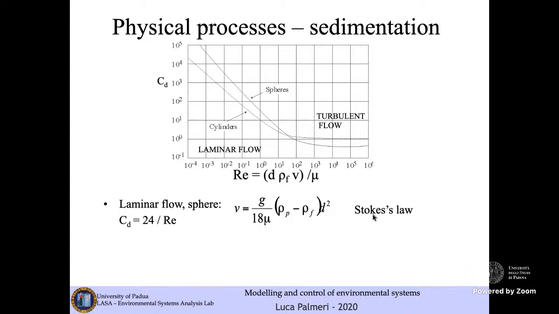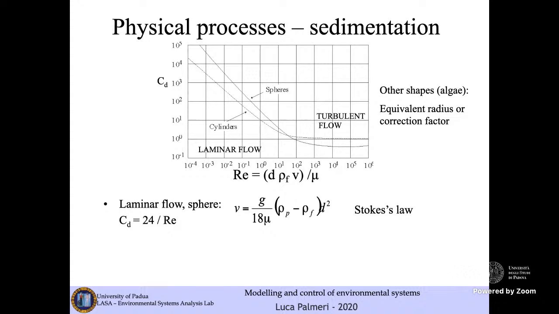This is the well-known Stokes law that you may recall you have derived in several other contexts. For sure, when you studied wastewater treatment plant modeling, you derived the Stokes law for describing the significant settling process that moves suspended solids from the water column down to the bottom.